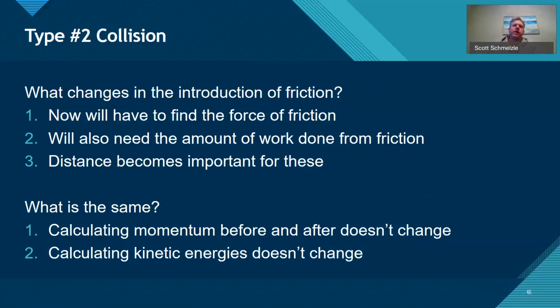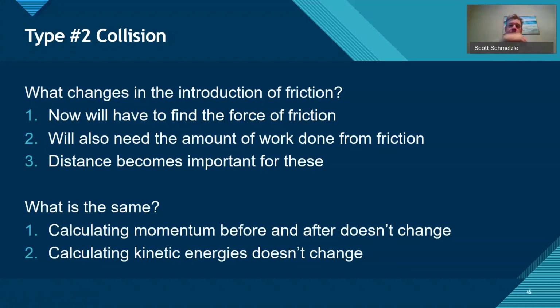All right, so a couple things to be aware of here. What we're going to see now is that we'll have to find the force of friction. There's going to be a coefficient of friction presented to you, which you have to use to calculate the force of friction. Just like we've done in the past, that's mu mg on a flat surface. You're going to have to calculate the work done by friction, right? Force times distance. And the distance becomes important because that tells us how long that friction is in contact with the object.